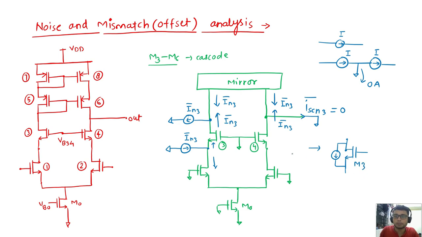The same story repeats for M4. So the short circuit noise current due to M4 is also 0. So what is the overall noise current due to M3 and M4? We are getting 0.